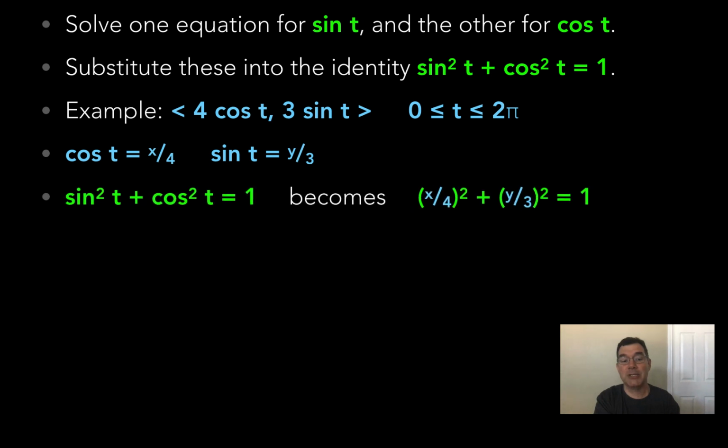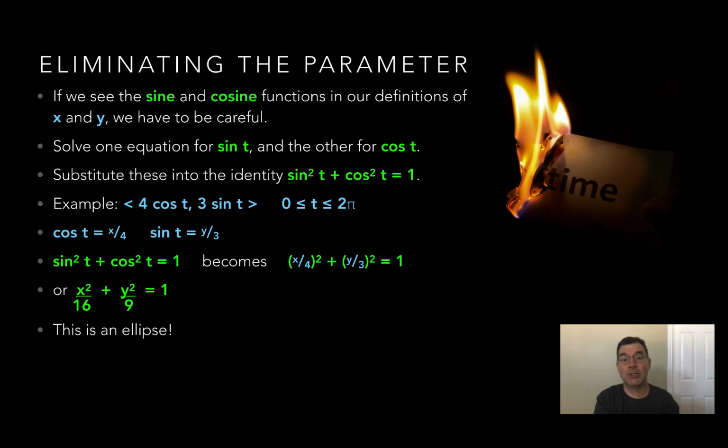Now I plug those into sine squared t plus cosine squared t equals 1, and I get (x over 4) squared plus (y over 3) squared equals 1. And if I simplify that, I get x squared over 16 plus y squared over 9 equals 1. That's actually an ellipse, something that I couldn't do with just an x and a y.